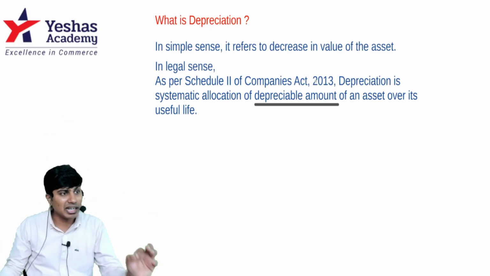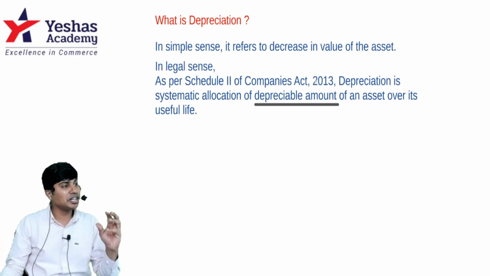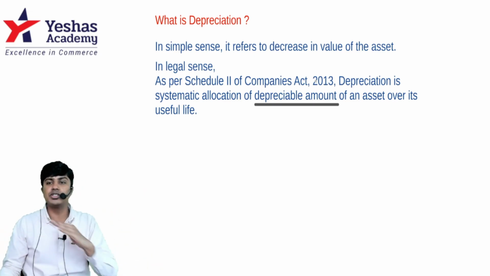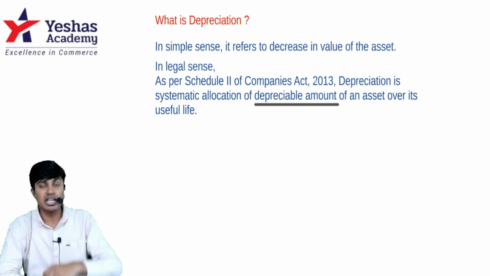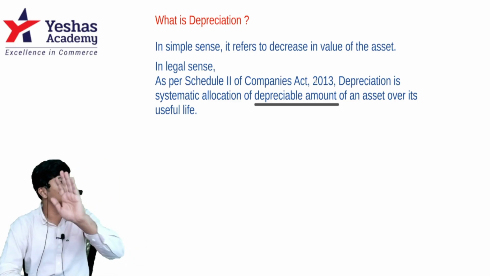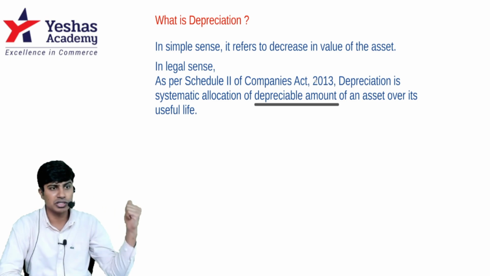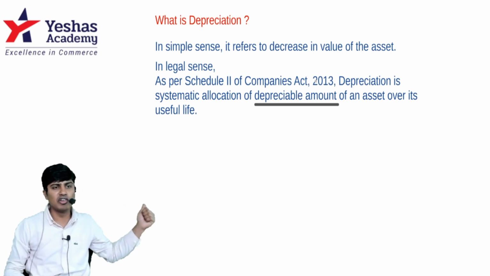It is systematic allocation of the depreciable amount of the asset over its useful life. You buy an asset for 1 lakh rupees. Useful life of that asset is 10 years. 1 lakh will be returned to P&L account over 10 years: 10,000, 10,000, 10,000. Depreciation.